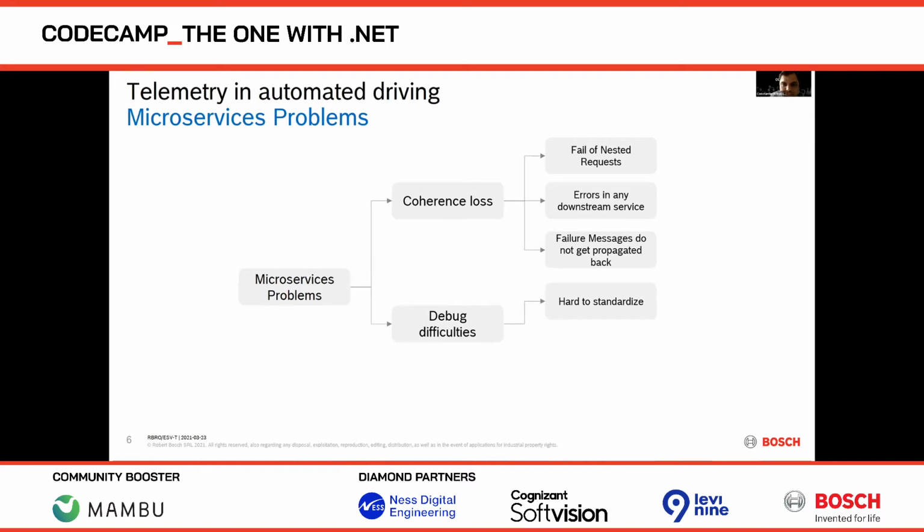Now, regarding debug difficulties, it is pretty hard to synchronize all teams to use the same structure of a JSON file. In essence, without having some standardized way of being able to get data from each of the processes that participated in a given transaction, it can be very difficult to figure out what went wrong and how to fix it.